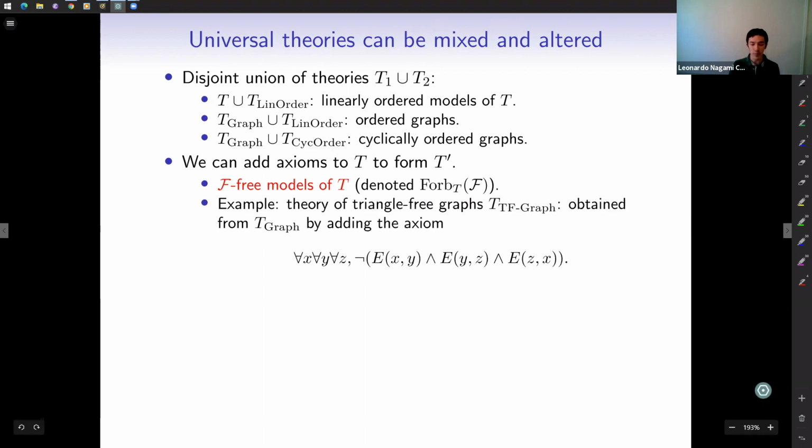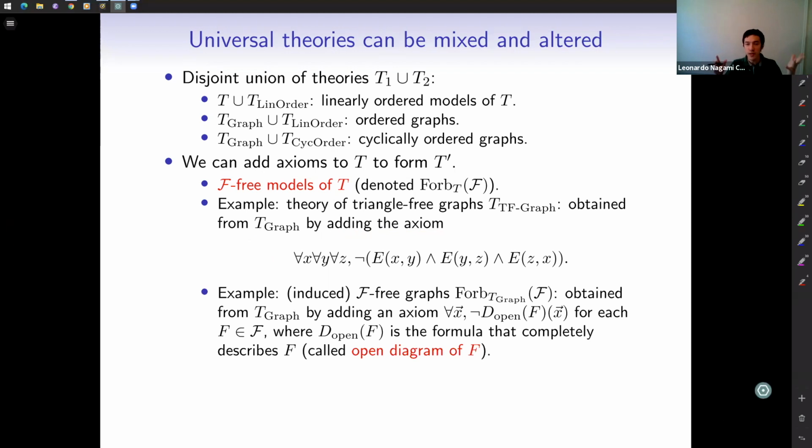So let me give you an example. Say that I wanted to talk about triangle-free graphs. All that you have to do is you take the usual theory of graphs and you add this axiom here, right? That says every triple is not a triangle, right? And this can be done in general. In the general case, if I give you some family F, all that you have to do is for each graph in your family, you construct a formula which is called the open diagram of F, which completely describes that guy that you want to forbid.